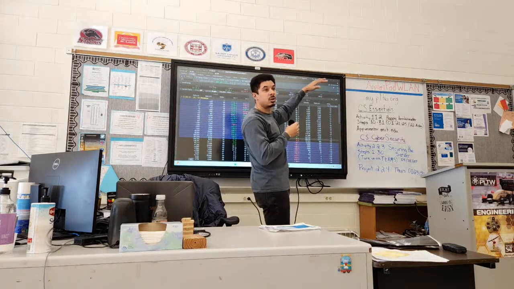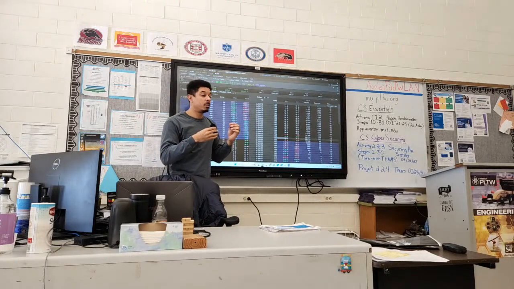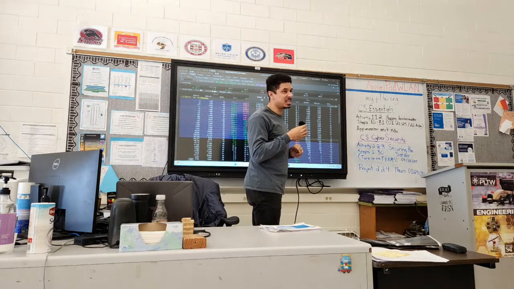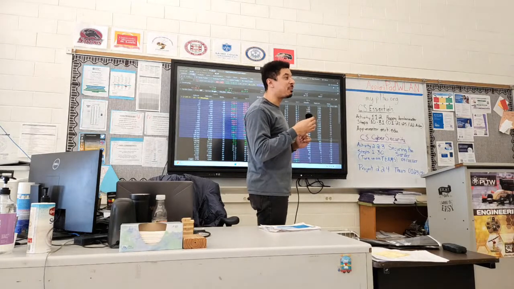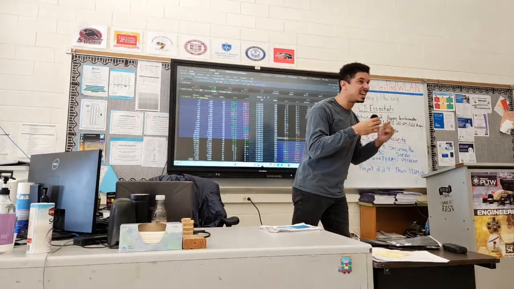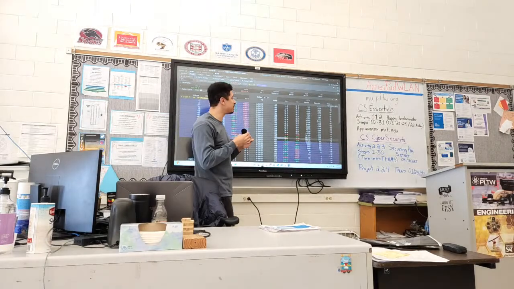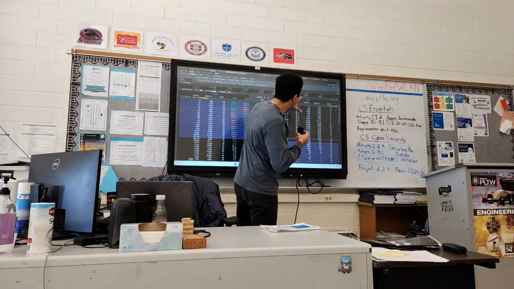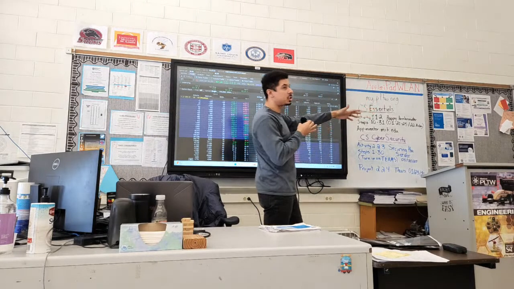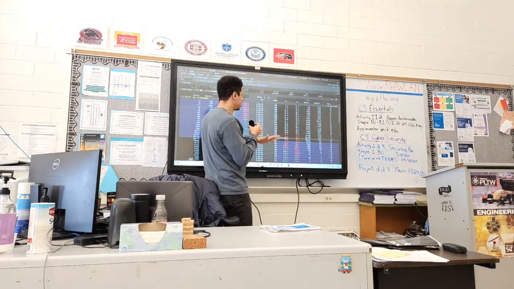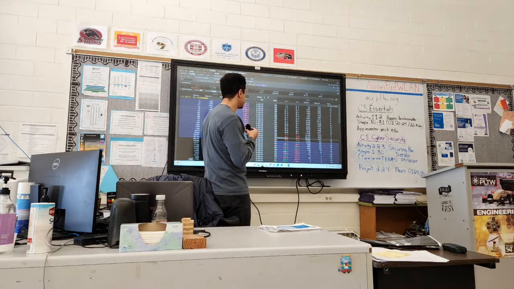So puts is when we buy a contract. Remember, this is the tricky part of puts. We're buying a contract to say that we are going to sell 100 shares at expiration. This is the hardest thing to remember. If you buy a put, you are saying I want to sell 100 shares at expiration at this price, whatever the strike price is that we chose.